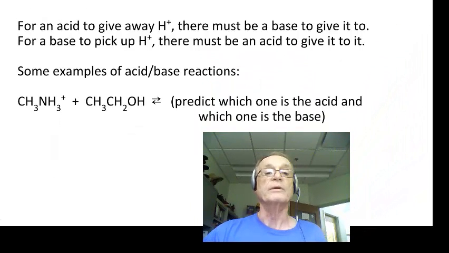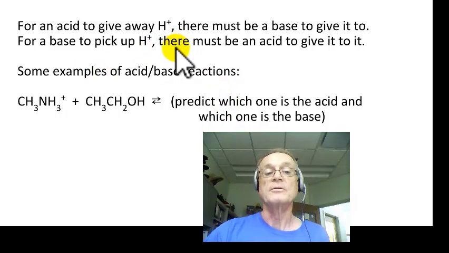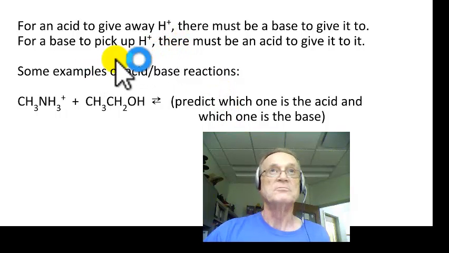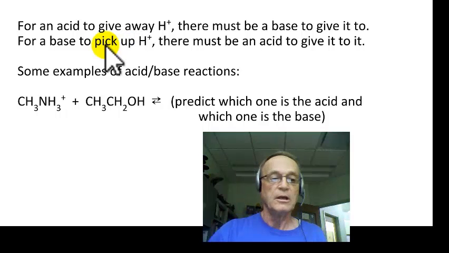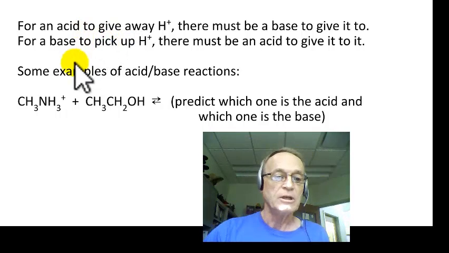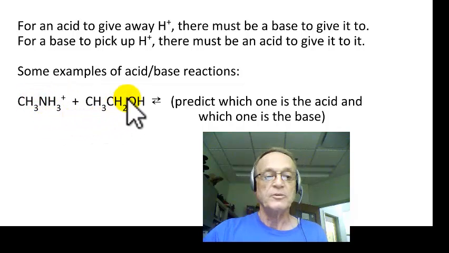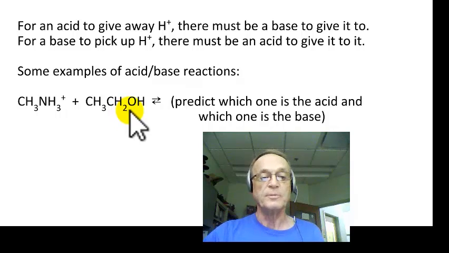So for an acid to give away an H+, there must be a base to give it to. For a base to pick up an H+, there must be an acid to give it to, as we've seen before. And basically what I'm saying here is that you can take any acid, ones from the list that we saw before, or any other acid, and there are literally thousands of different acids. You can put any acid you want in the presence of any base you want, and there are literally thousands of bases.